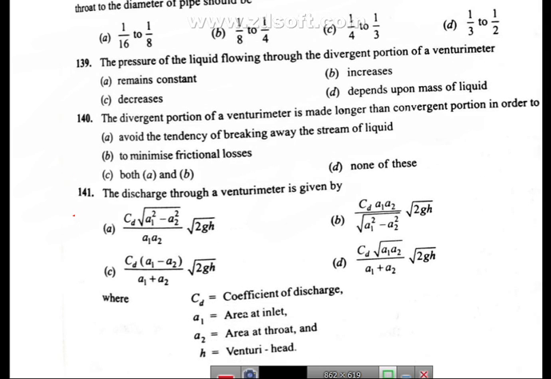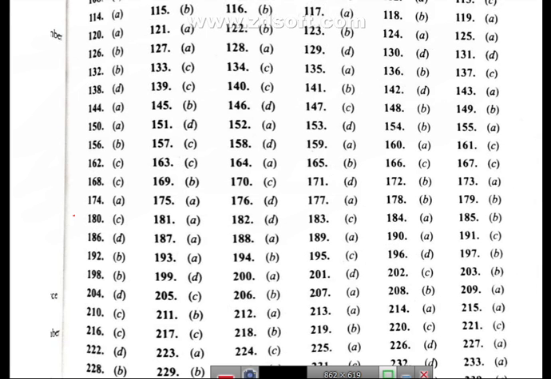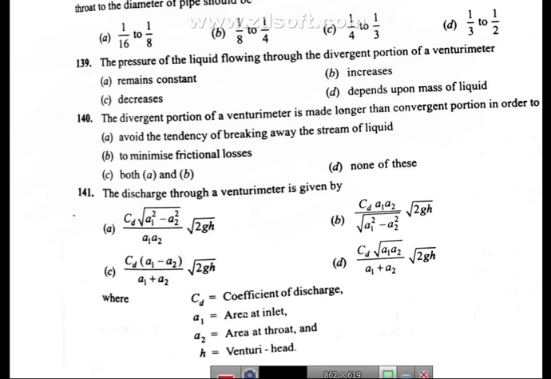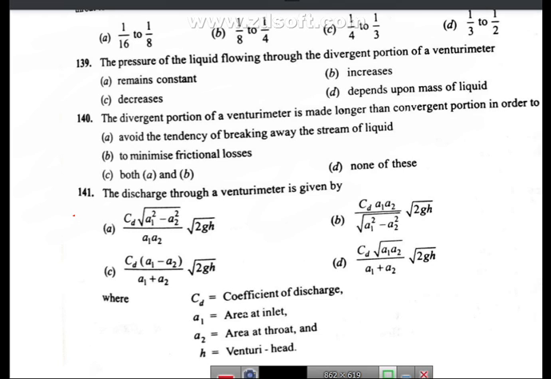139, the pressure of the liquid flowing through the divergent portion of a venturimeter. आपको बताना है कि the pressure of the liquid flowing through the divergent portion of a venturimeter remains constant, increases, decreases, depends upon the mass of the liquid. What is the right answer? 139 का C, that is, it decreases. The pressure of the liquid flowing through the divergent portion of the venturimeter decreases.